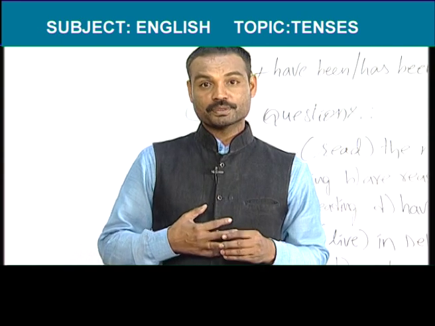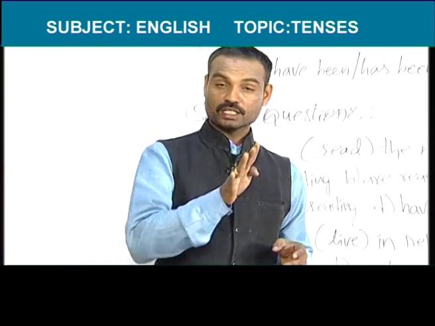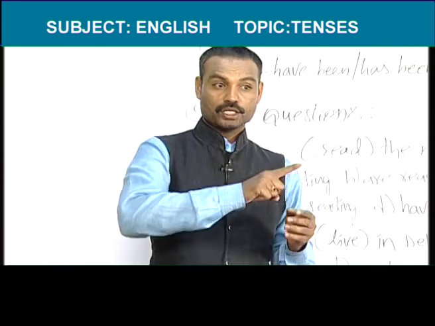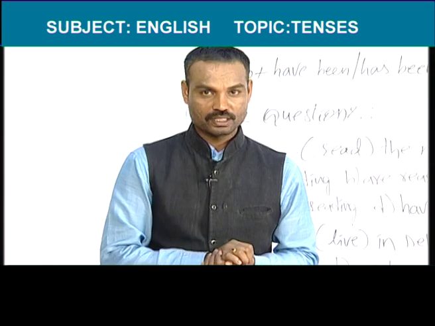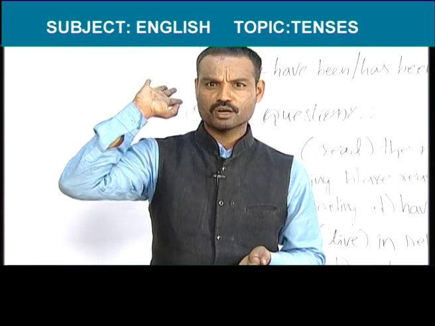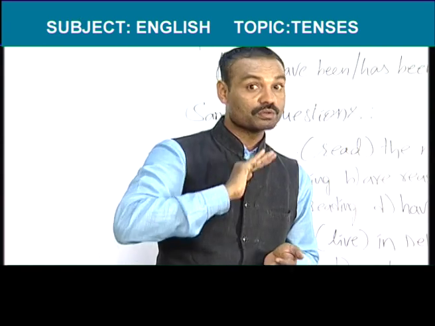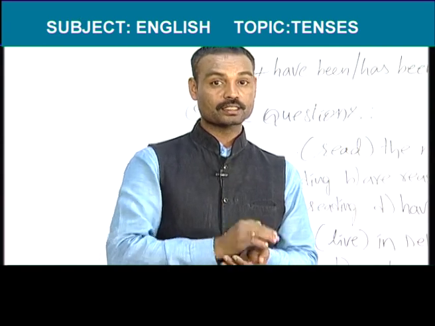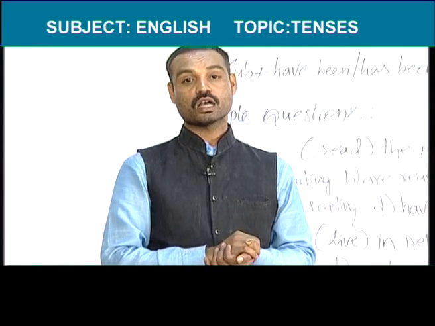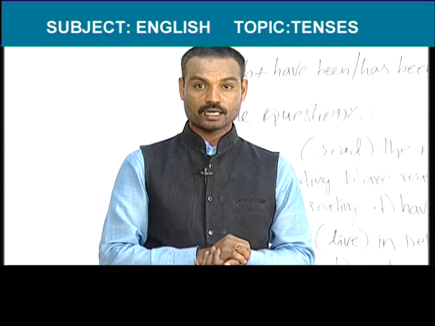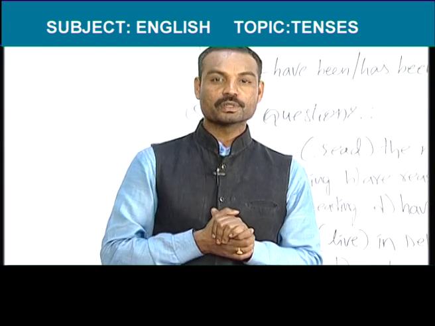Again, there will be four types of sentences: positive, negative, interrogative and negative interrogative. She is cooking rice now, it is called a positive sentence. She is not cooking rice now, negative sentence. Is she cooking rice now? Interrogative sentence. Isn't she cooking rice now? Negative interrogative sentence. So, this is something about present continuous.